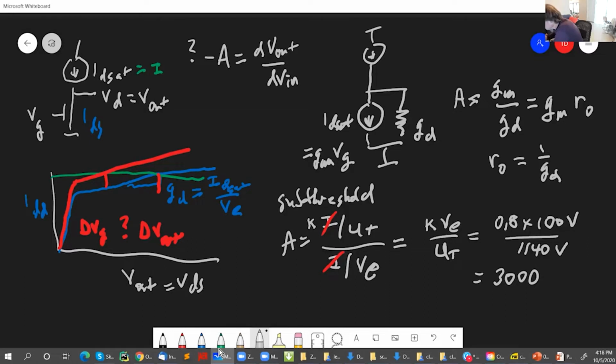But now what you'll find out if you work out what GM is above threshold, in subthreshold, it's kappa I over UT. It's just proportional to the current. But above threshold, you'll see that GM will go like the square root of the current. And so what you can see, it's quite cool actually. You'll see that when you go above threshold, in the top, you're going to have something that goes like the square root of the drain current. In the bottom, you have something that goes still like the current. And so square root of I divided by I goes like 1 over square root of I. So once you go above threshold, the voltage gain actually goes down like the square root of the current.